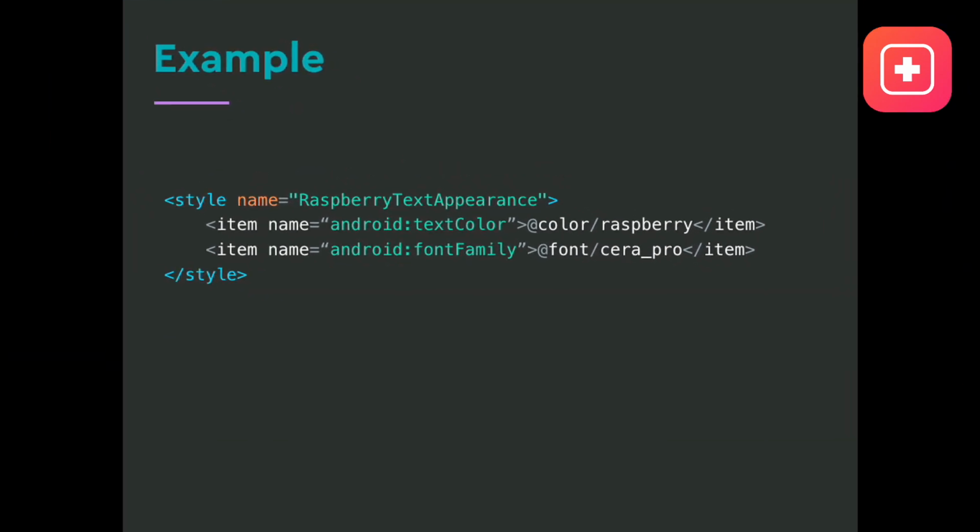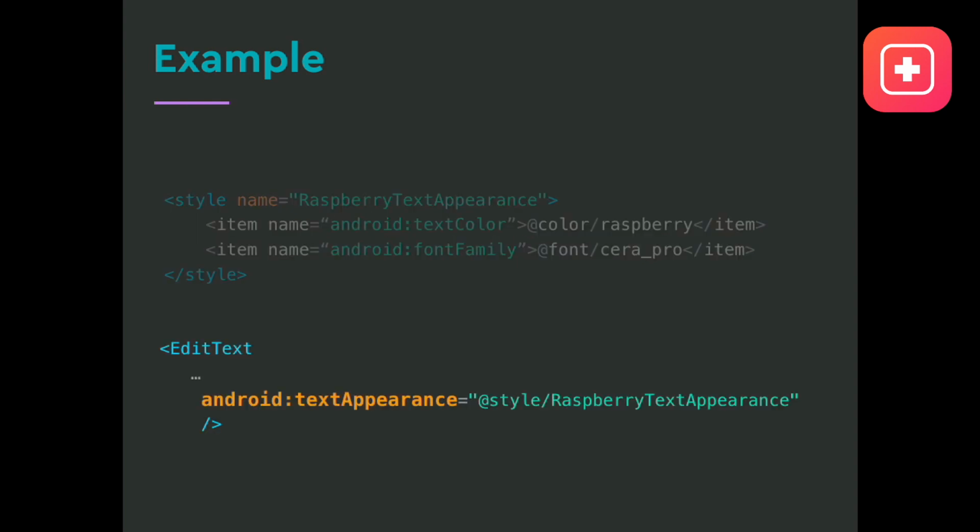So let's take a look at an example of a good old text appearance. It contains attributes at the character level, which is text color and font family. And at this point, you can apply it as a style or a text appearance. But if you want to apply it as a text appearance, you want to use the Android:textAppearance attribute, which you can apply to a text view or any view that extends a text view, such as an edit text.